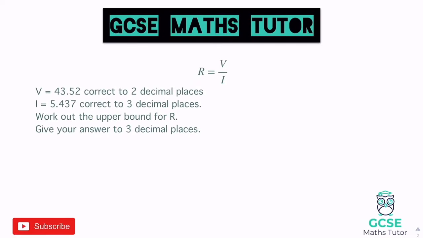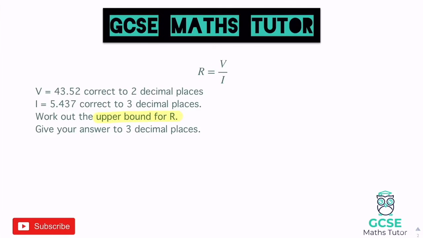Okay, so a very similar question. It says R equals V over I, and again, you probably recognise some of these formulas from your physics or your papers, but let's have a look. V equals 43.52, correct to 2 decimal places, and I equals 5.437, correct to 3 decimal places, and this time work out the upper bound for R. Give your answer to 3 decimal places, and we'll deal with that at the end.